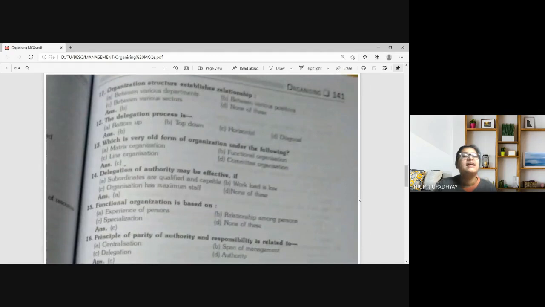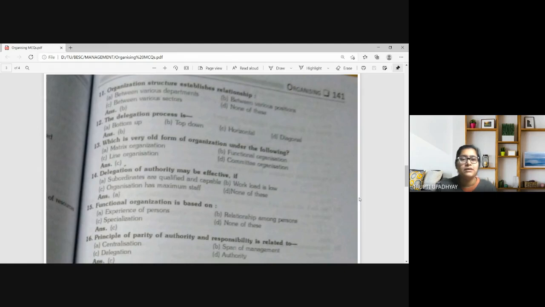Next question. Organization structure establishes relationship. A. Between various departments. B. Between various positions. C. Between various sectors. D. None of these. Basically, the organization structure establishes a relation between various positions in the organization, like who is a manager, general manager, functional managers, right? And then below the subordinates are there. So answer is B.